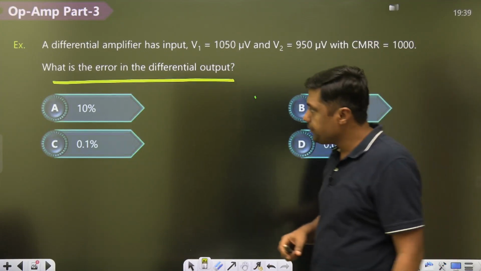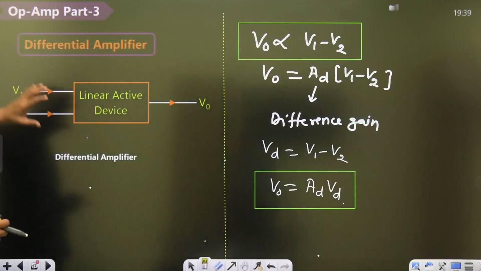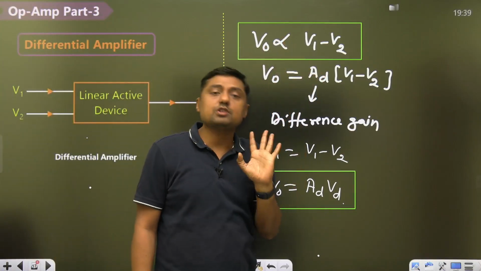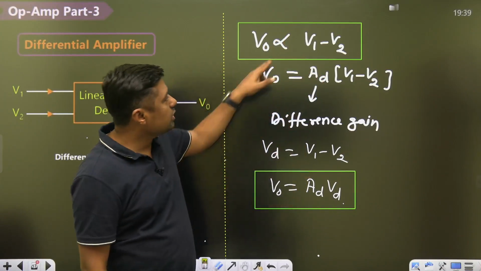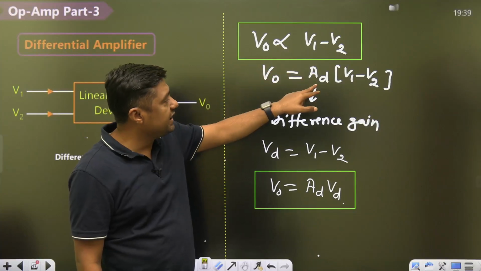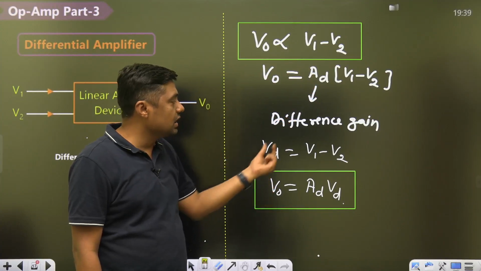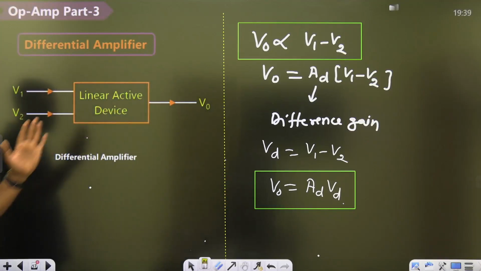Okay, now, first of all, what is the differential amplifier? It is a linear active device. We are giving the two signals V1 and V2. And ideally, what should be the output? It should be proportional to difference of the signal only, V1 minus V2. And then what is the constant of proportionality? This is AD, and AD is called what? Difference gain. So VD is called difference signal, V1 minus V2, and AD is called difference gain. So it is a linear active device.